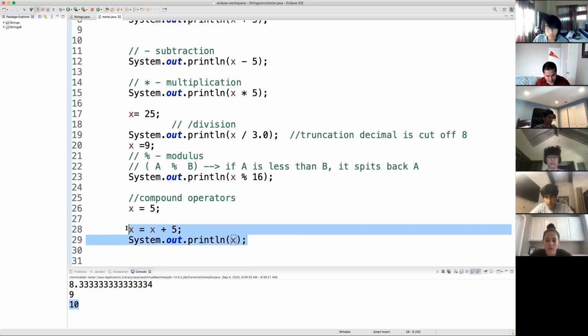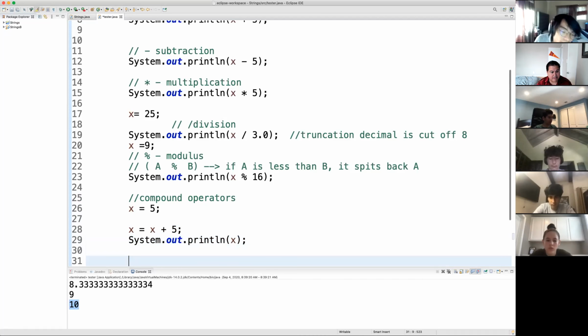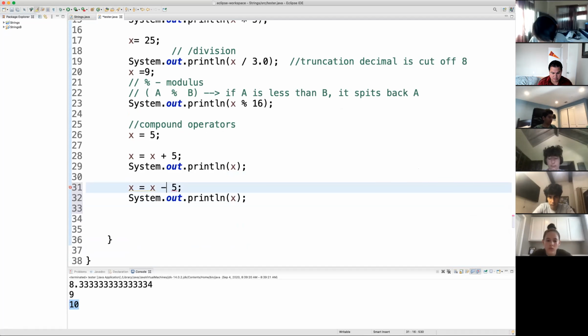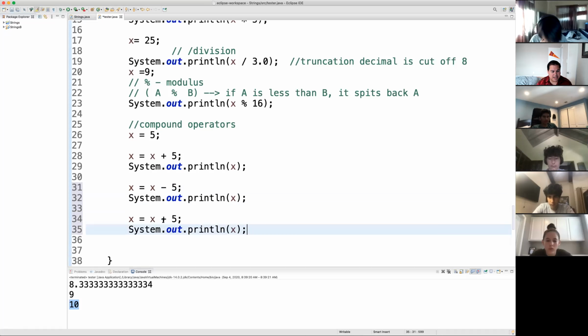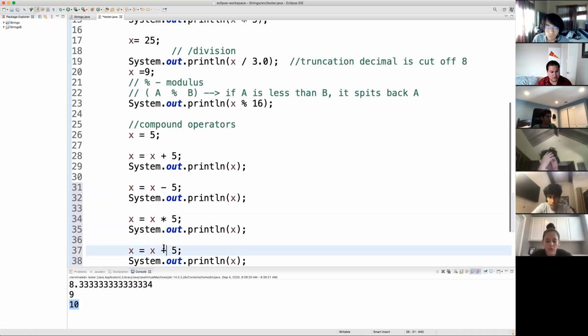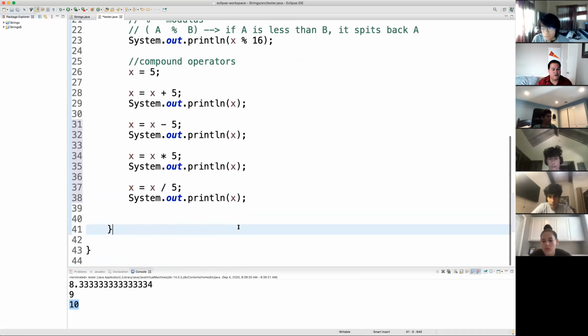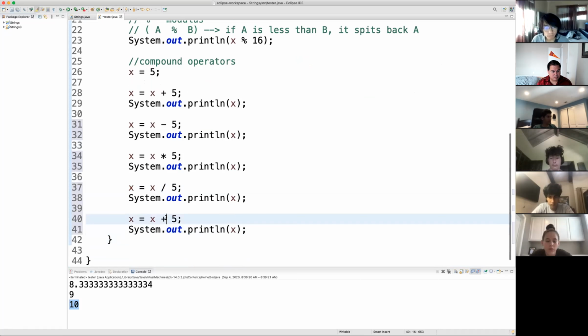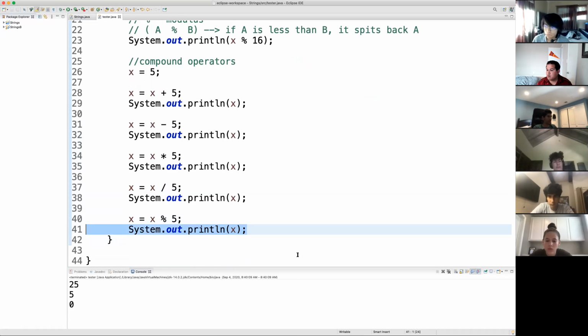So I have ones for subtraction, multiplication, division, and I have one for modulus. Okay. So these actually change the value every single time. So going forward after line 41, X would be 0. These actually change the value of the variable. And again, these are called compound operators. X equals X plus 5, X equals X minus 5, X equals X times 5, X equals X divided by 5, and X equals X modulus 5.